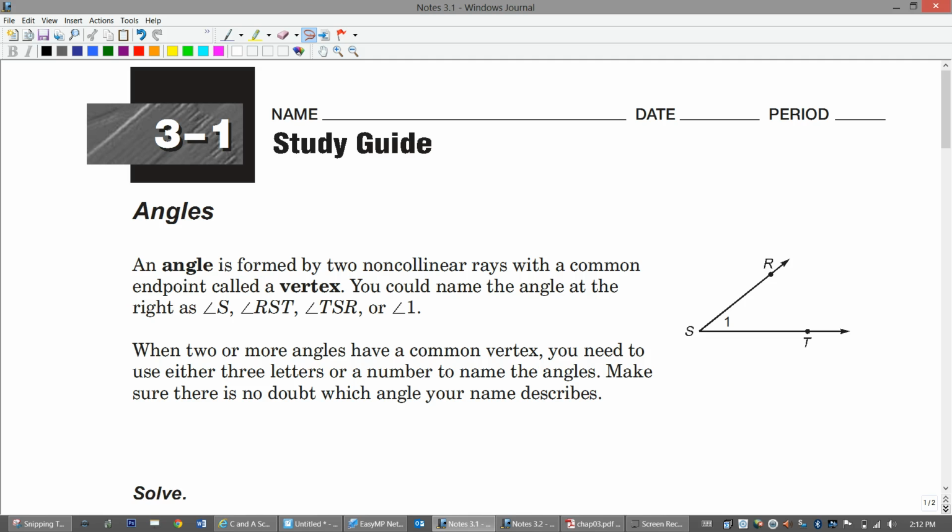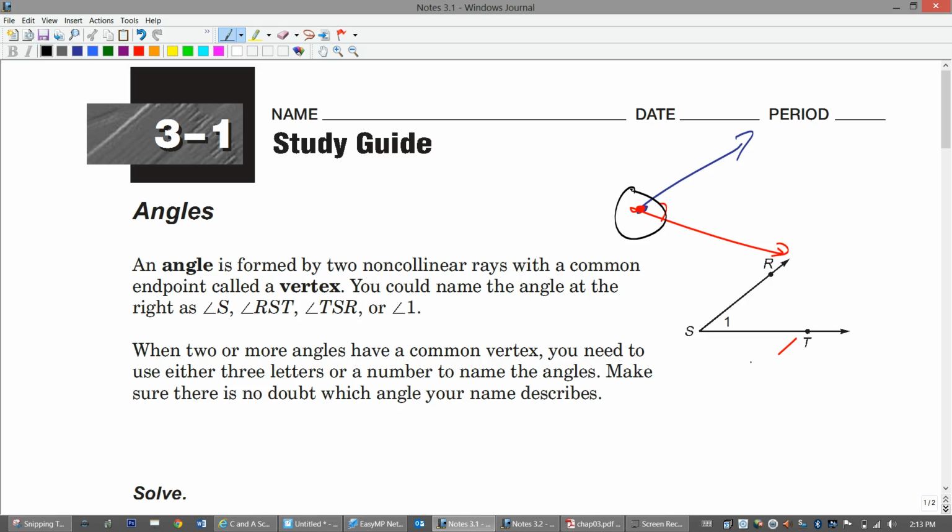What that means is it looks like the picture on the right. This is a ray, correct? And they share this endpoint, and that's a ray. So then it turns into an angle. The angle is like this space in between. There are two rays that make up an angle. Each ray is called a side of the angle. Remember? Okay. This pointy spot right here is called the vertex of the angle.